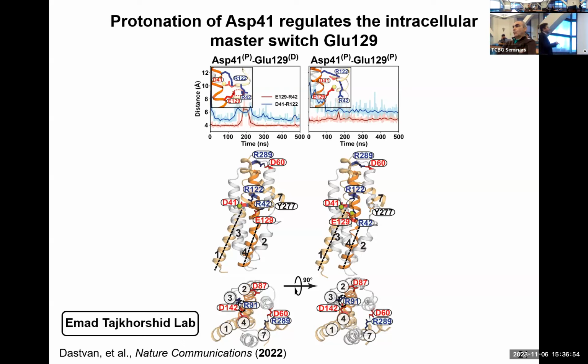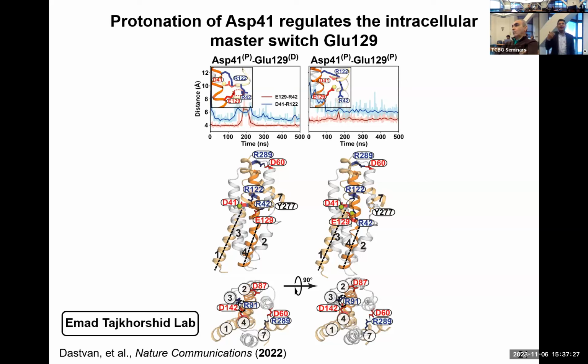So we could see that under these two conditions aspartate 41 remains protonated. First of all, we have disengagement of the arginine 122, so it's released. But under these conditions where aspartate 41 is protonated, protonation and deprotonation of glutamate 129 cannot generate the type of conformational changes or disengagement of the arginine binding site that we were expecting.